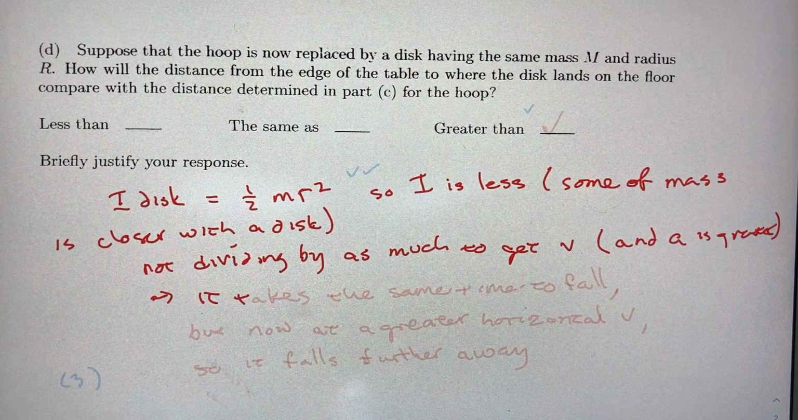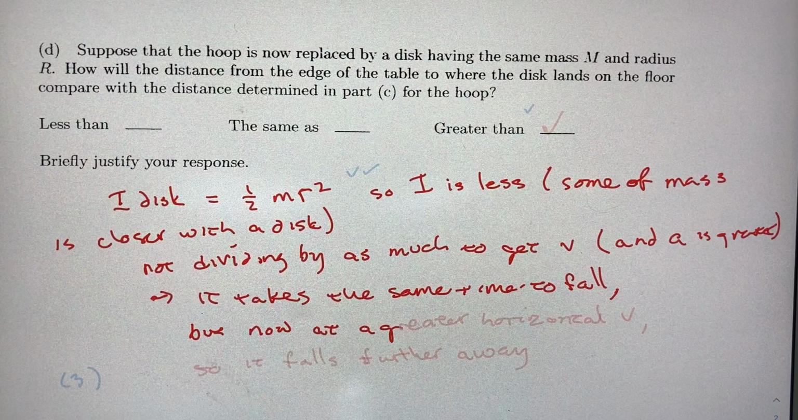Notice that the time that it takes to fall is not different, because that only depends on the vertical stuff. And the vertical stuff starts at 0 velocity. But the horizontal velocity is now greater. So it falls further.